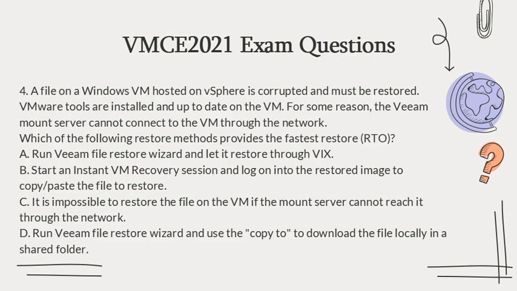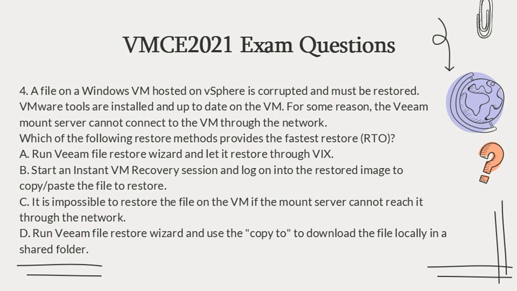4. A file on a Windows VM hosted on vSphere is corrupted and must be restored. VMware Tools are installed and up to date on the VM. For some reason, the mount server cannot connect to the VM through the network. Which of the following restore methods provides the fastest restore, RTO? A. Run the VM file restore wizard and let it restore through VIX.